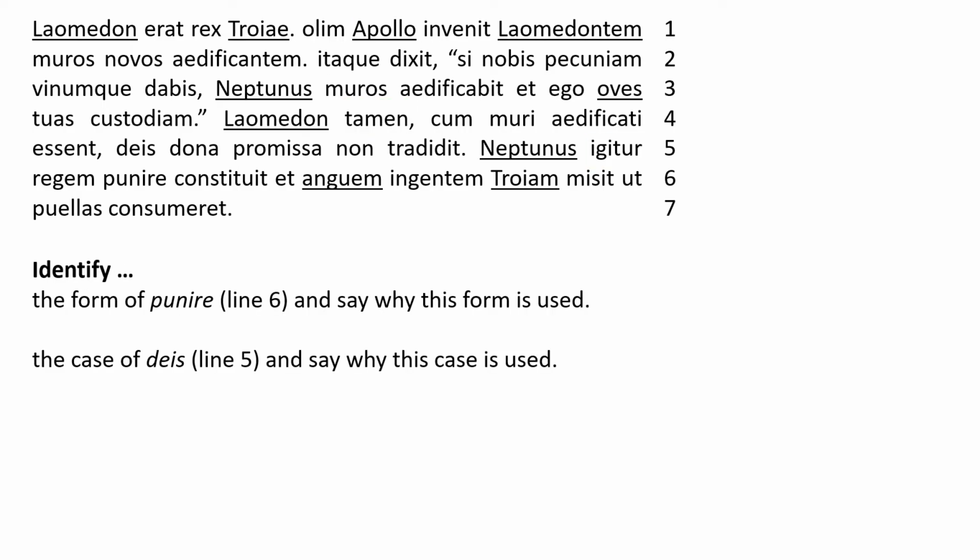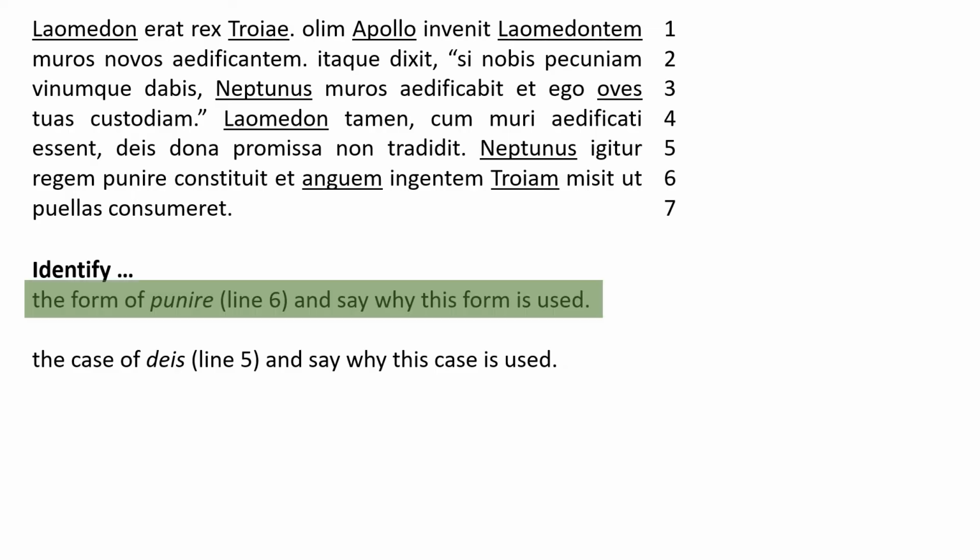Okay, so we've also got another favourite of the examiners here, which is: identify the form of punire and say why this form is used. So he loves this question. It's a real favourite and it's always for 2 marks. So here we've got the phrase that's relevant in line 6.